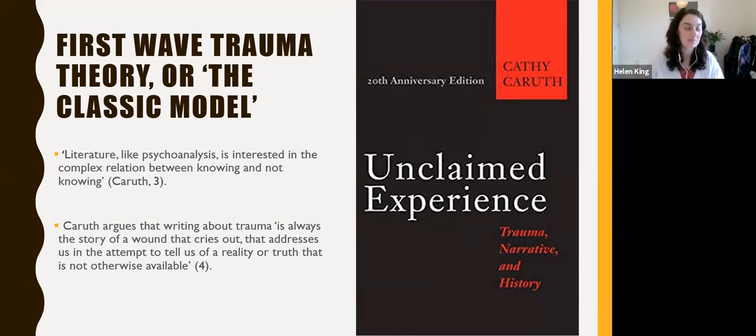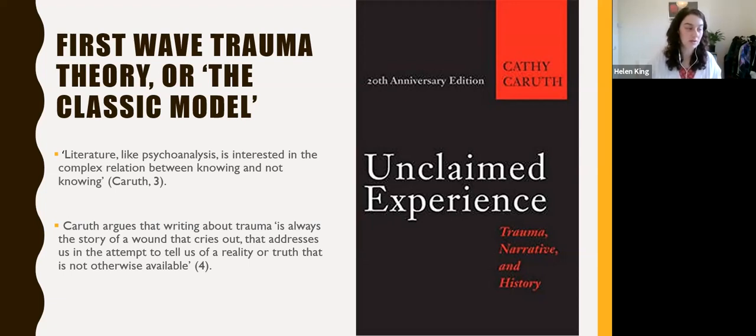And so literature can actually be the perfect ground for exploring this relationship between knowing and not knowing that we see in trauma. Carruth argues that trauma is always the story of a wound that cries out, that addresses us in the attempt to tell us of a reality or truth that is not otherwise available. And what she means here is that writing about trauma is the attempt to tell this story that cannot otherwise be told. Trauma theorists, for this reason, look to literary texts for silences, for gaps, for disruptions in the narrative or disruptions in speech that point to this trauma.